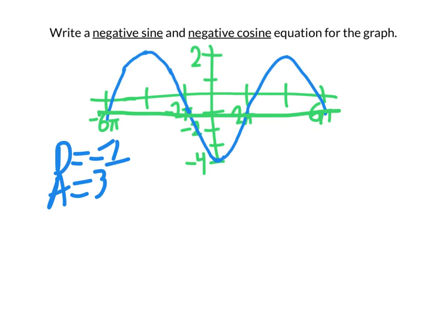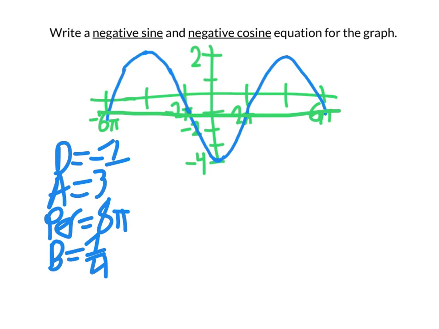We know that the period of one of these cycles, going up and then down and then back up again, is from negative 6 pi to 2 pi, which would be 8 pi. Therefore, b would have to be 1/4 because 2 pi over 1/4 is 8 pi.